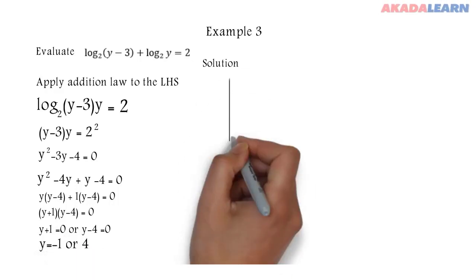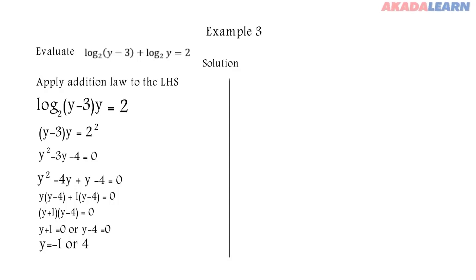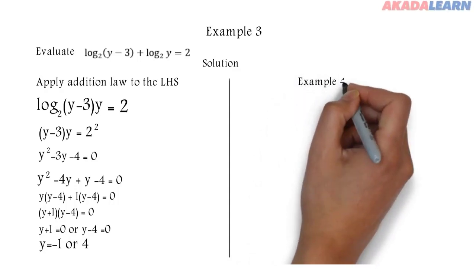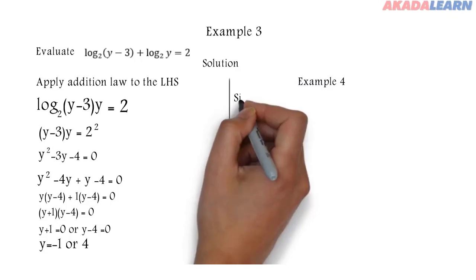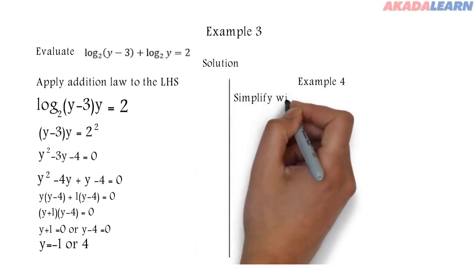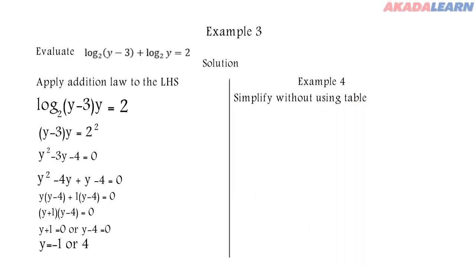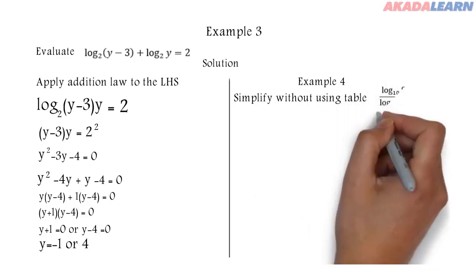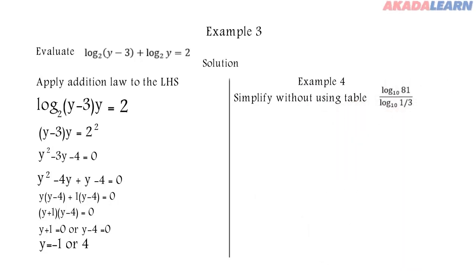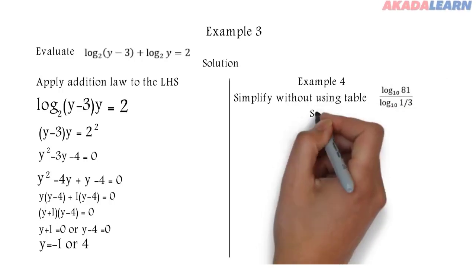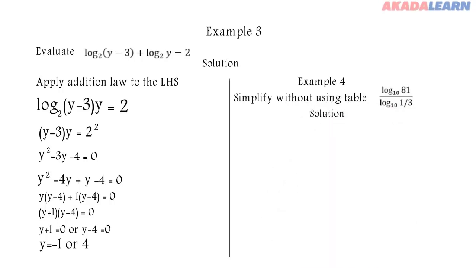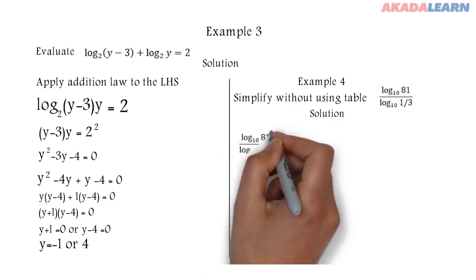Okay, I think that should not be an issue. So let's proceed now to see example 4. We are asked to simplify without using tables this particular expression, log 81 base 10 all over log 1 over 3 base 10. So let's see how to simplify that.